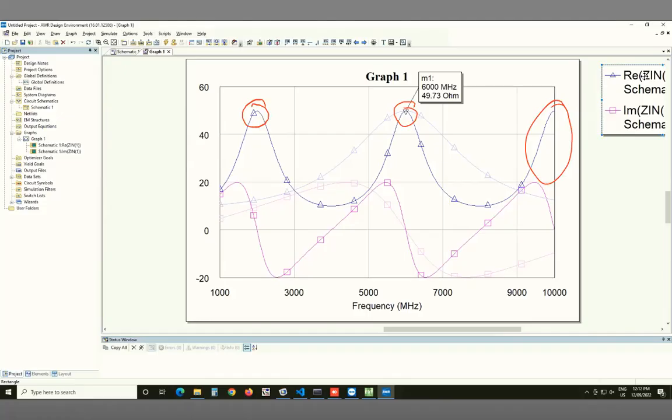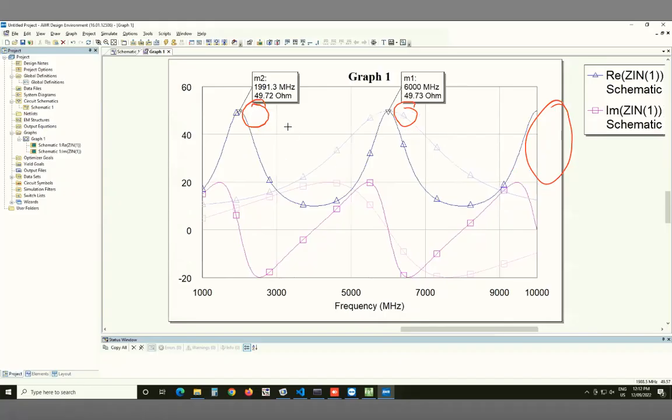So what do these points represent? Let's start with the low frequency point. Any guesses what this frequency is? It's 2 gigahertz, right? So it's exactly matched again. It has 50 ohms at real part and the imaginary part is 0.